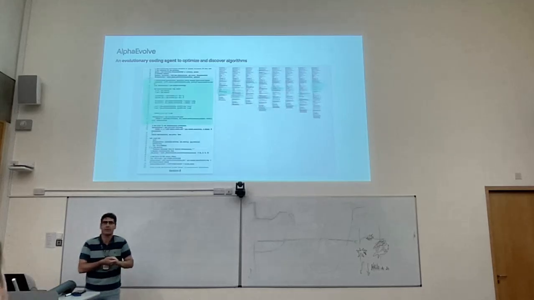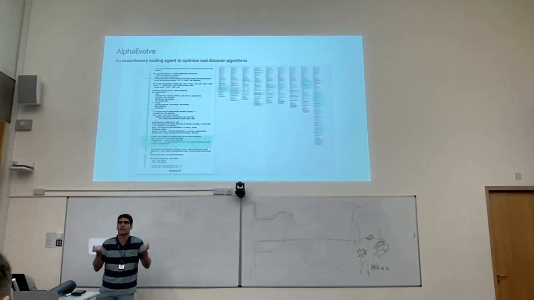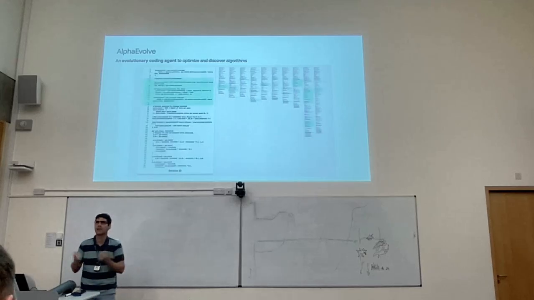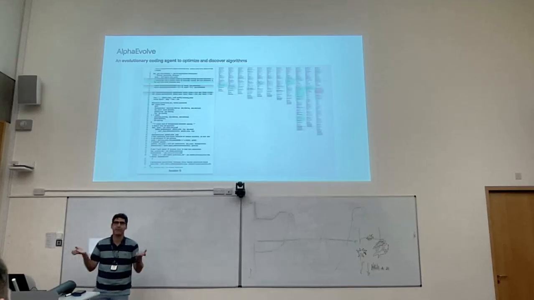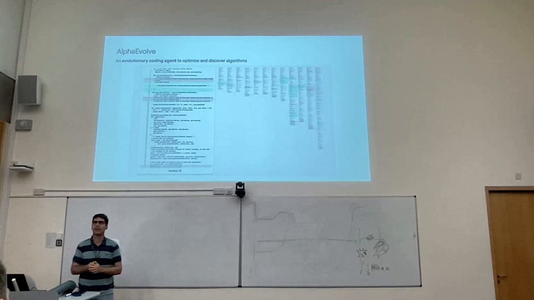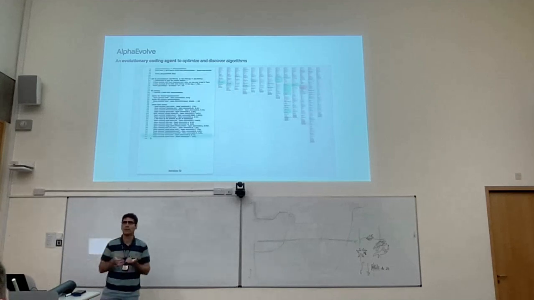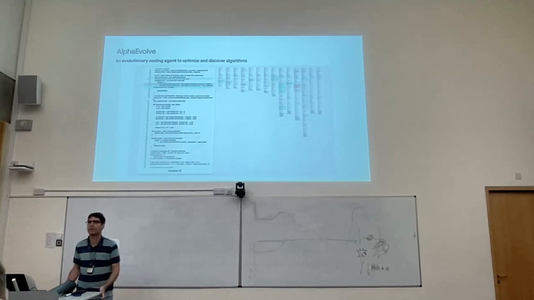And in most problems, the reward is very natural. It's just the size of the thing, and for matrix multiplication it will be the rank of the matrices, things like that. It's kind of intuitive. It's not very difficult to come up with this.